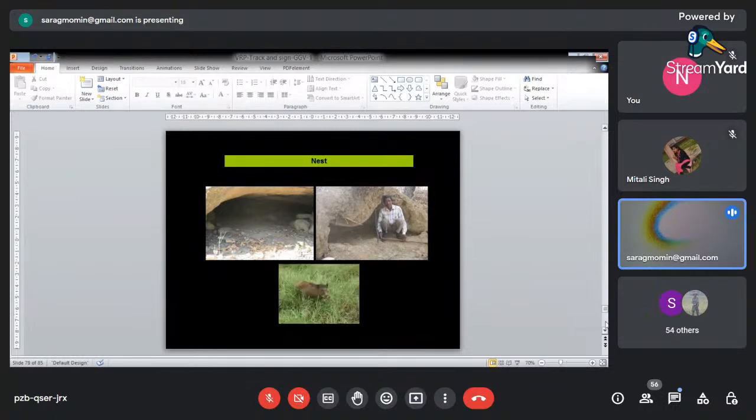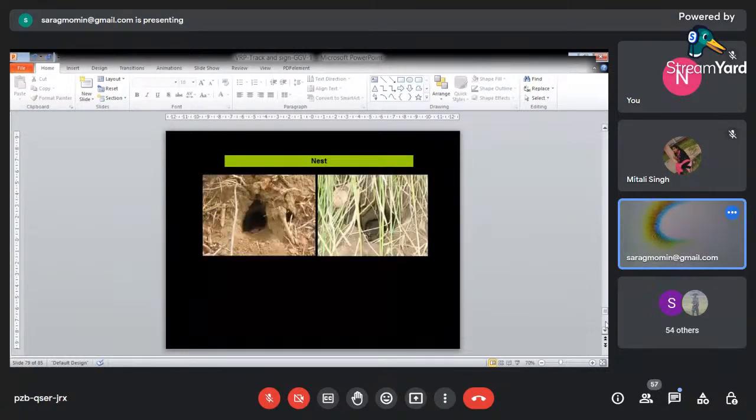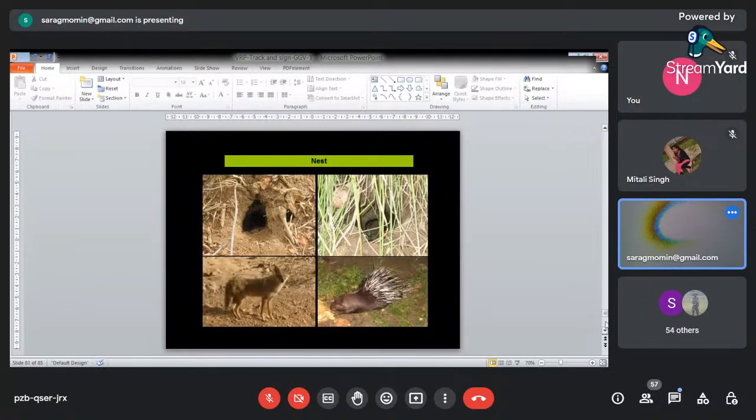Actually, this belongs to wild boar. Look at this nest, a ground nest on the ground. Almost similar shape. This nest belongs to jackal and this nest belongs to porcupine.